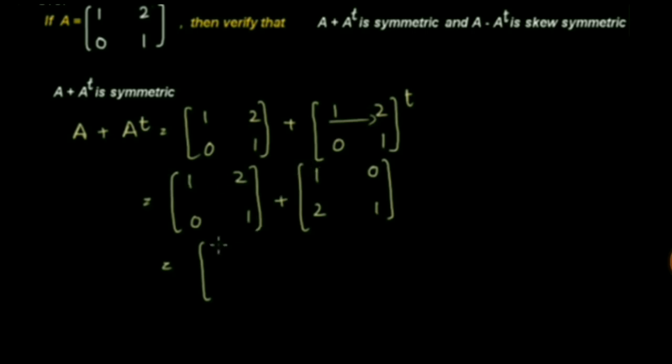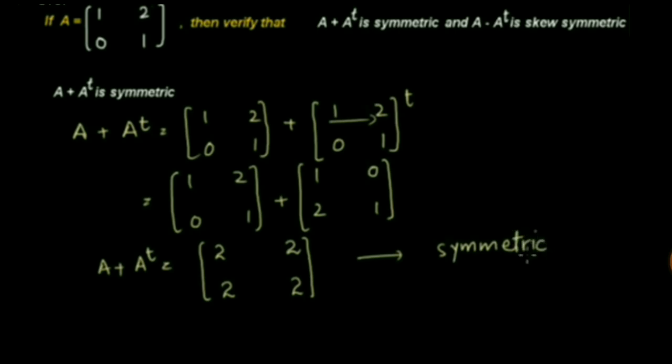So I will add corresponding entries. 1 plus 1 is 2. Then 2 plus 0 is 2, and 0 plus 2 is 2, and 1 plus 1 is 2. I've added the corresponding entries over here. It's the answer of A plus A transpose. In order to verify whether it is symmetric or not, we'll take its transpose again.